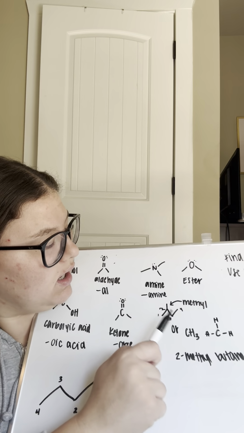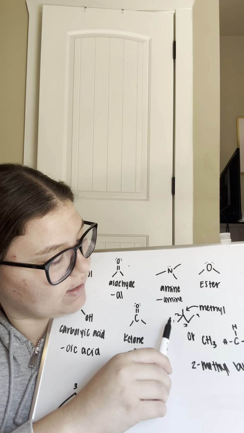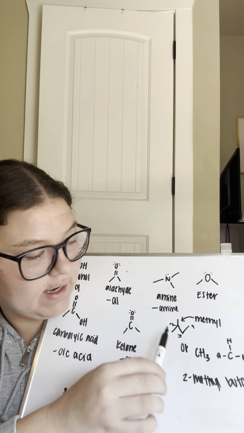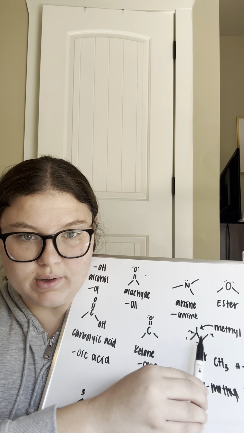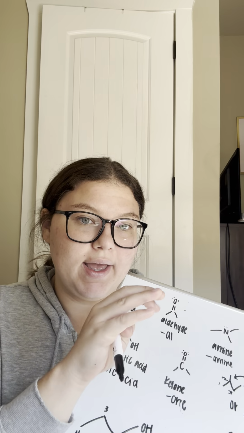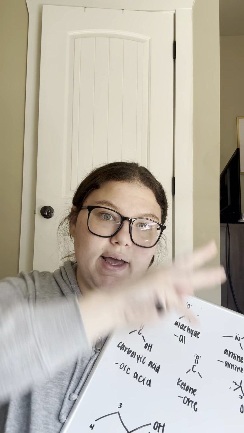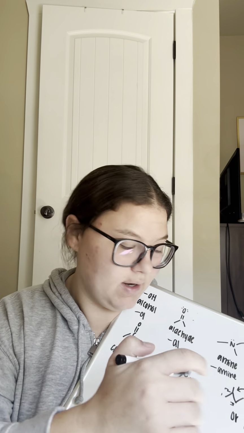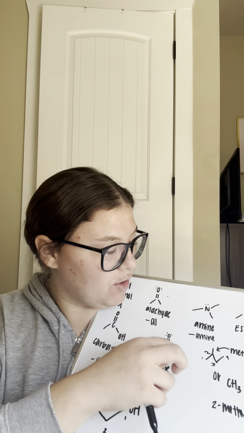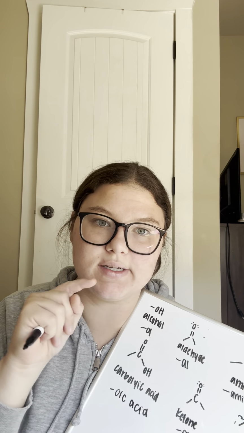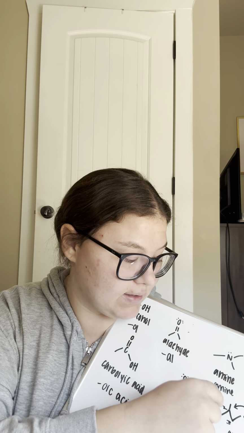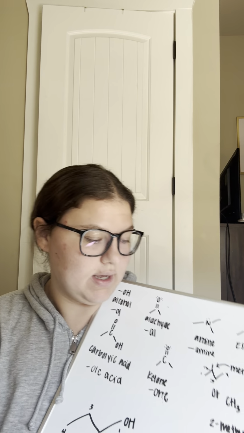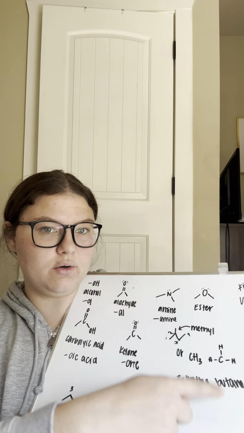My methyl, and that's 1, 2, 3, 4. The reason I named it this way and not the other direction is that, again, we want the highest priority functional group to have the lower number when naming. Your methyl group is basically just a CH3. Because it's 4 carbons, it's butane, so it would be 2-methylbutane.